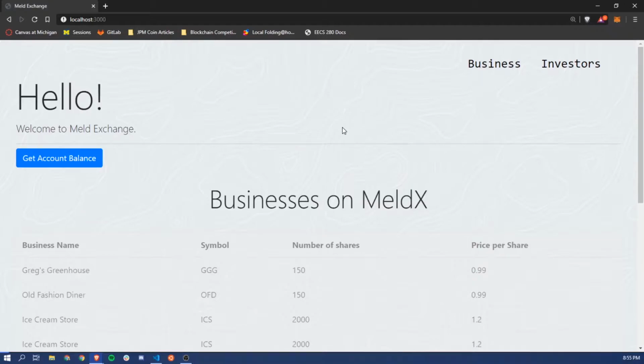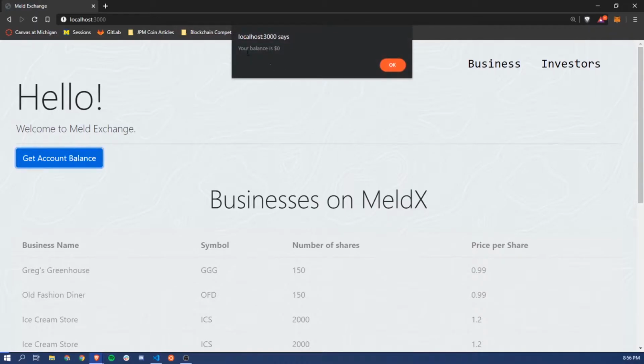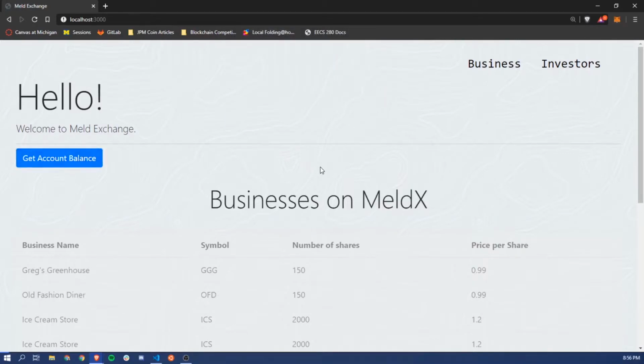Alright, so first, let's look at this from the point of view of a business owner. Let's say I'm a business owner, and I'm drawn to the MeldX platform so I can sell my equity and raise capital using this, basically. If we view what our account balance is right now, we have $0, but we want to raise some money. So we don't really want to deposit money. We want to list on Meld Exchange.